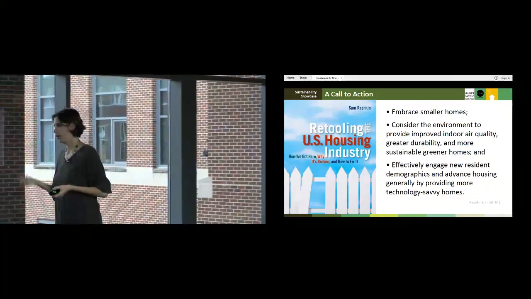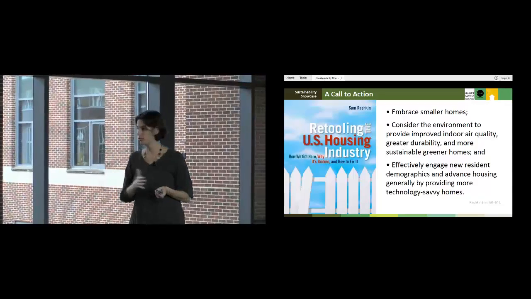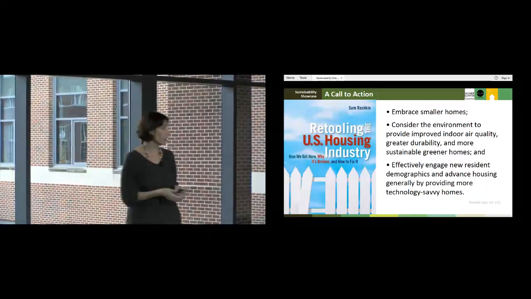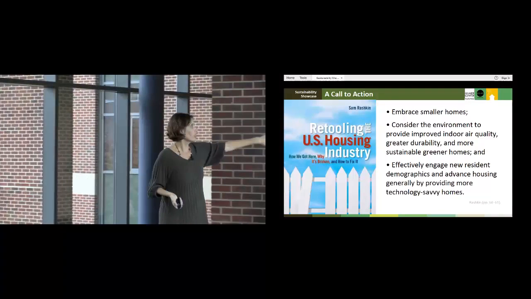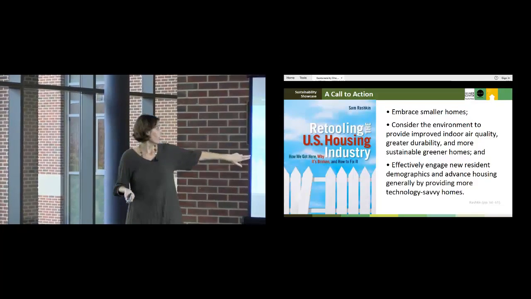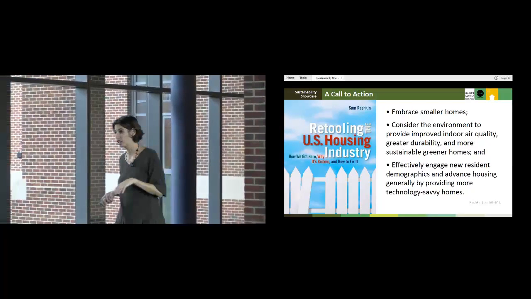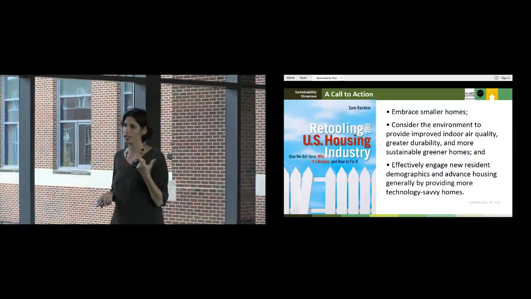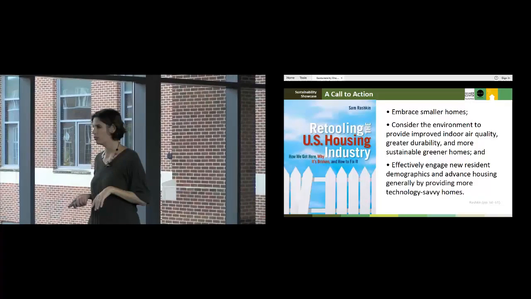So I'm going to just, by way of example, go into 3 emerging trends that I think are really moving towards allowing for these improvements and showcase them with work that students have been doing. And if you want to get a little bit more into the specifics of ways that you can realize these things, I recommend this book, Retooling the U.S. Housing Industry by Sam Raskin. Raskin is the architect behind the DOE's Energy Star program. And so basically he wrote this book.